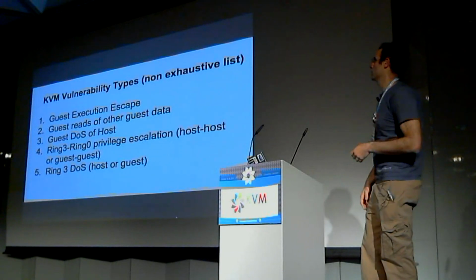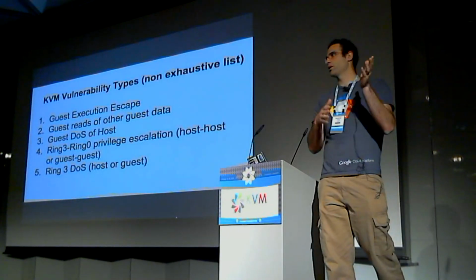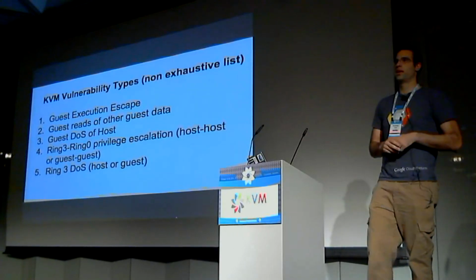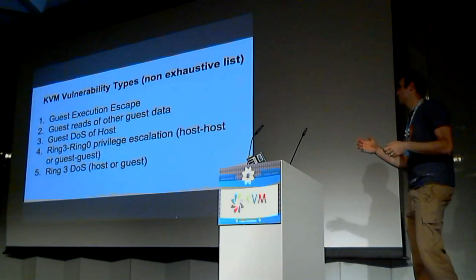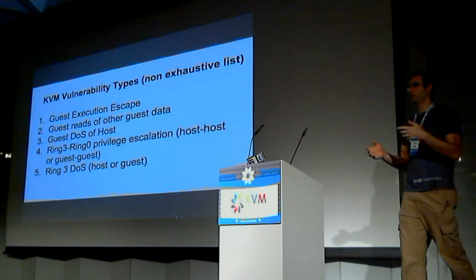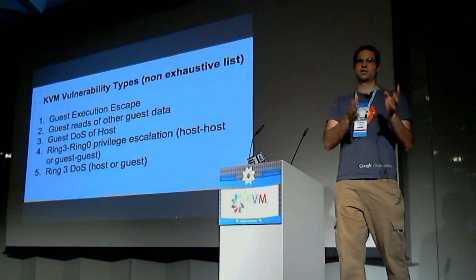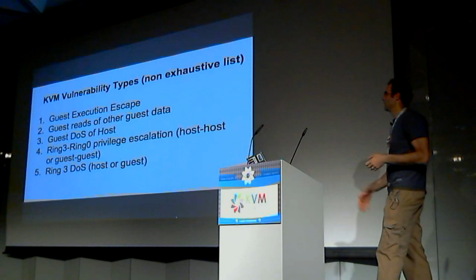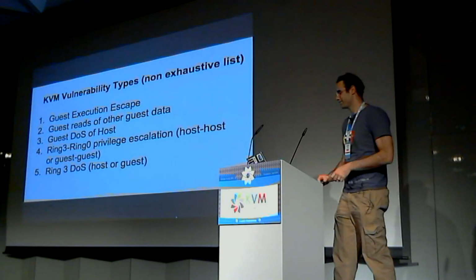And then there are ring escalation attacks. There's the host ring 3 to host ring 0 vulnerabilities. Those are things in, like, the ioctls that allow someone on the host to get root because of KVM. And then there are the guest ring 3 to ring 0 vulnerabilities, where someone in the guest in ring 3 can break into ring 0 in the guest because of something KVM does. And then there are ring 3 denial of service attacks, which I care about the least.